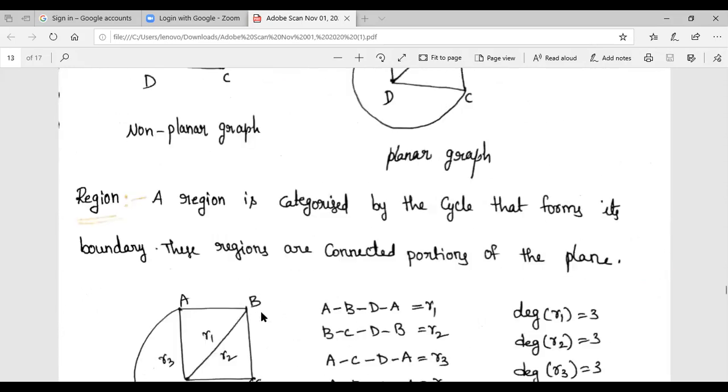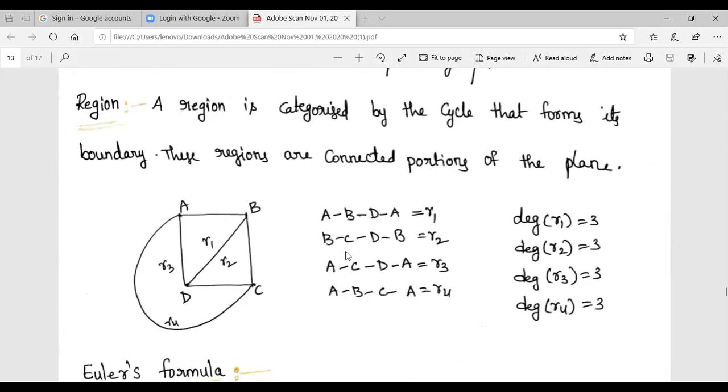So next definition is region. A region is categorized by the cycle that forms its boundary. These regions are connected partitions of the given plane. So a region is categorized by the cycle that forms its boundary. Okay.